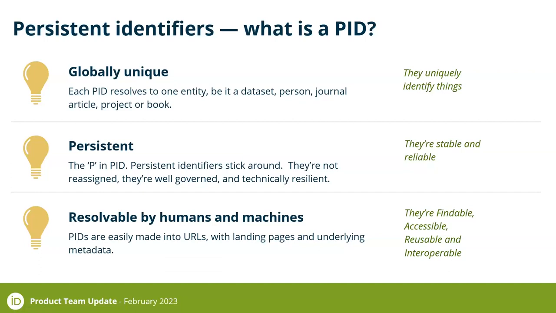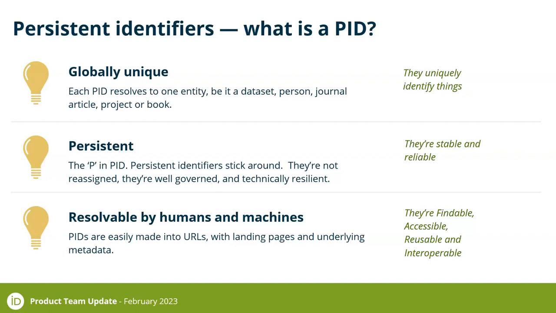Each PID resolves to one entity, which could be a data set, a person, a journal, an organization, software code, a project, etc. So they uniquely identify things, people or places. And the P means persistent. They stick around, they are globally unique, well governed and technically resilient. Persistence is managed by good governance, so they are stable and reliable.